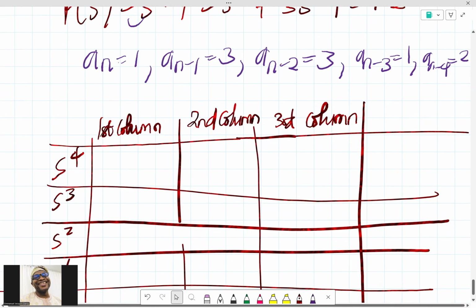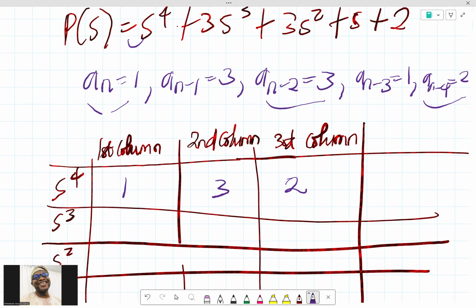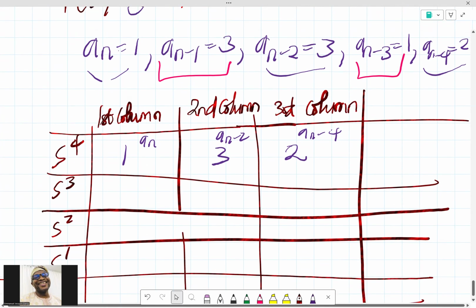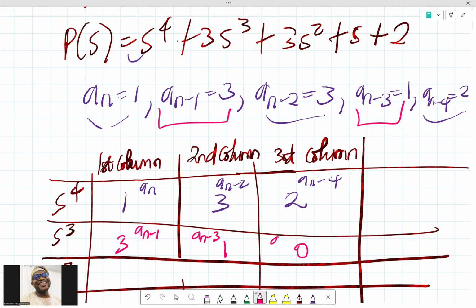So of course, here we are going to have an minus an here. So we have 1, then we skip. So we have this, this, and this. So that's 1, 3, 2 for the first row. So this is an minus 2, and an minus 4. Then for the next one, we now have an minus 1 and an minus 3, only those two. So this will be 3, 1, 0 now, because there's no an minus 5. So that will be 0, okay?